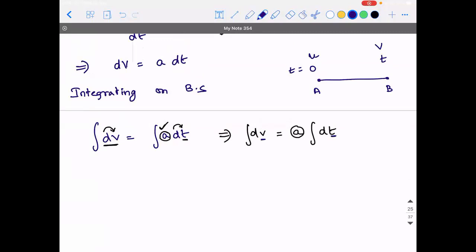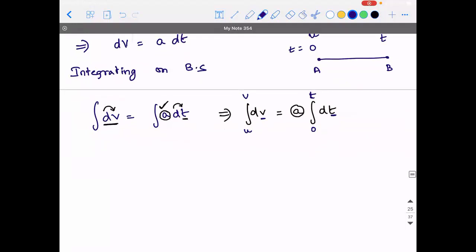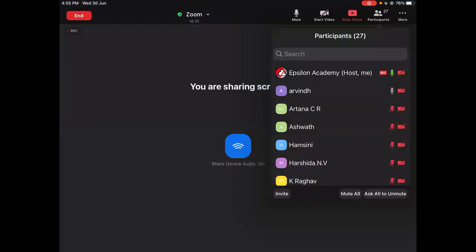Here t is a variable. So when t is 0, what was the corresponding velocity here? It is u. Similarly, when t is t, what is the corresponding velocity here? It is v. Did you understand what I did? This is a crucial step. This is what I told you. If you understand this, the remaining things are easy. Is everyone clear with this step, guys? Yes or no?